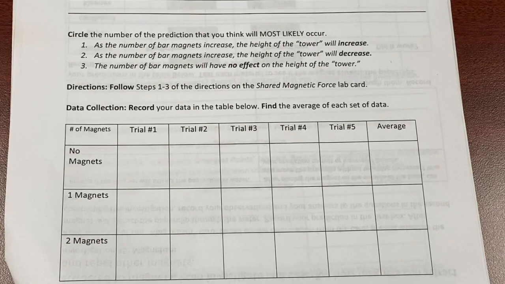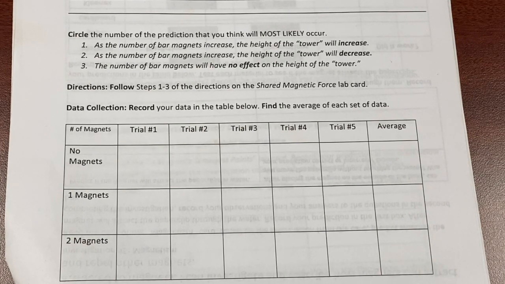Before we do our experiment, we're going to make a prediction. So in the middle of your recording sheet, it says, circle the number of the prediction you think will most likely occur. Number 1, as the number of bar magnets increases, the height of the tower will increase. So that means more magnets will mean a taller tower.